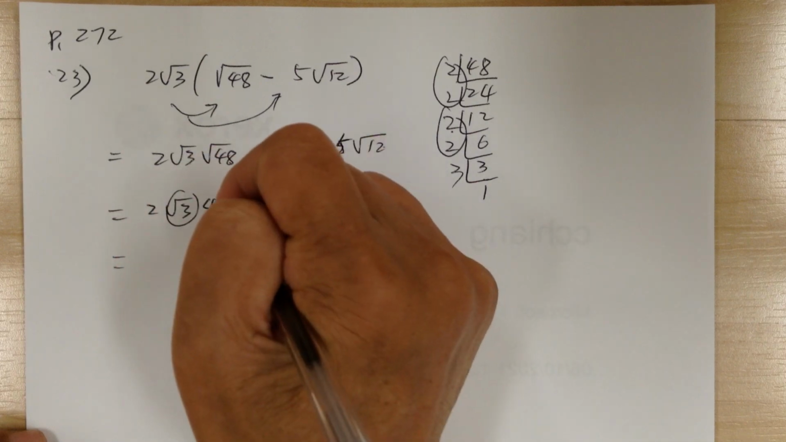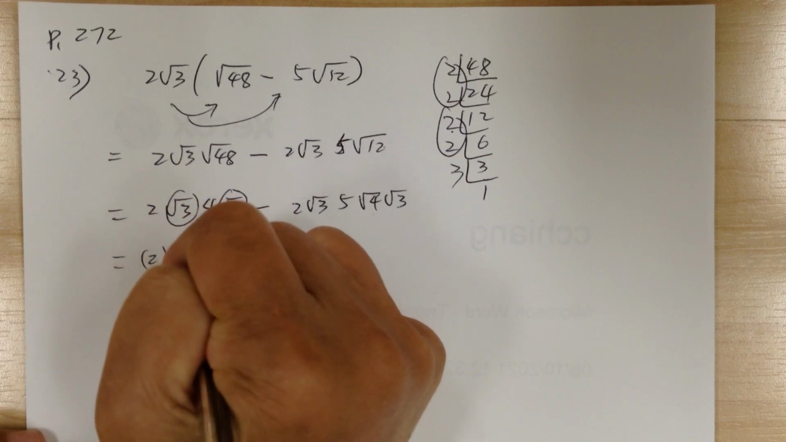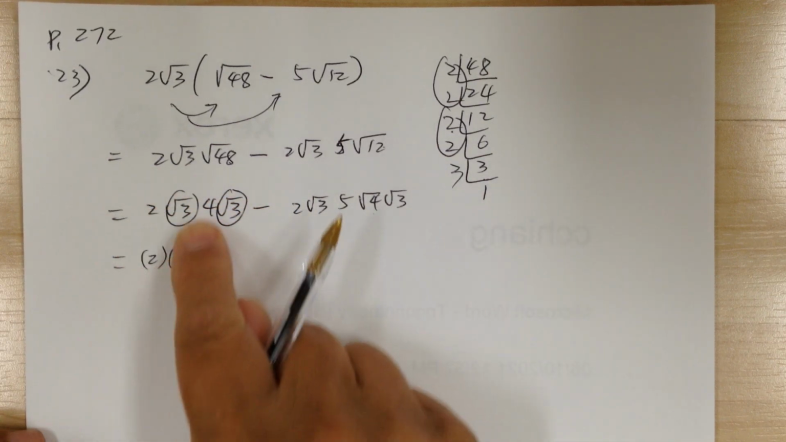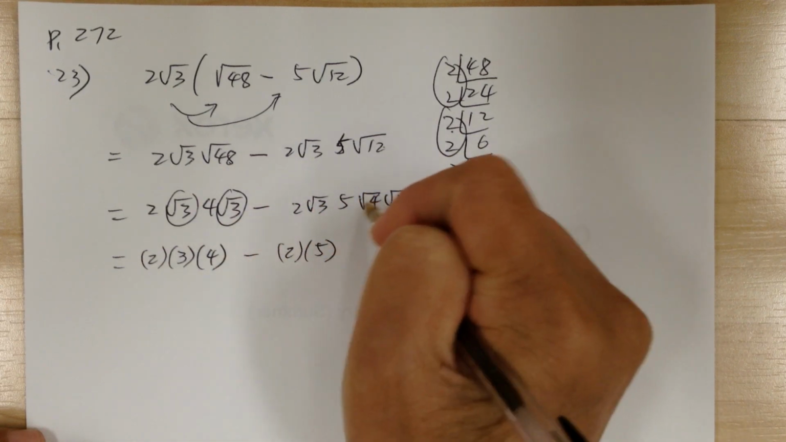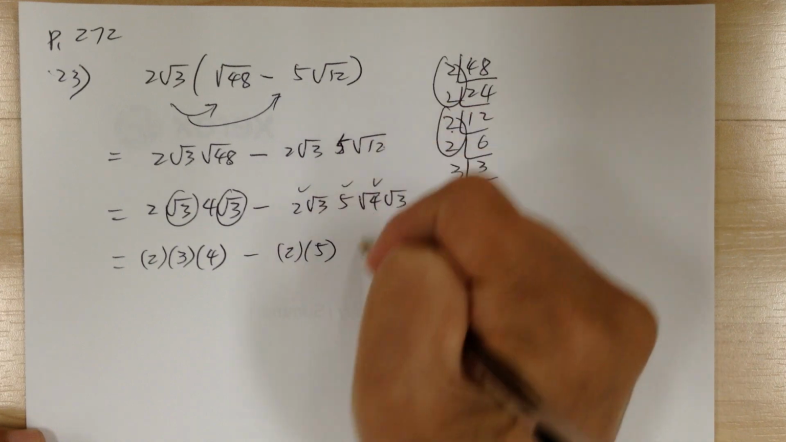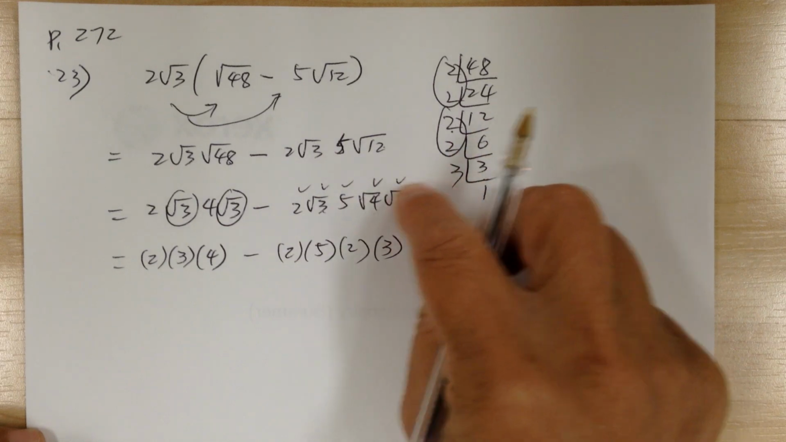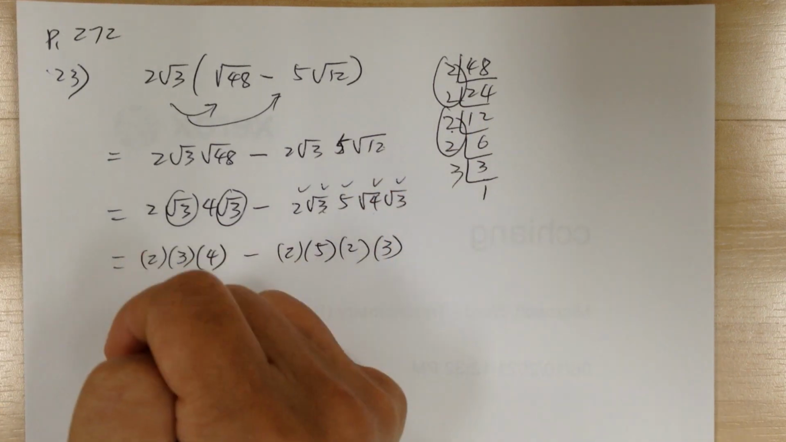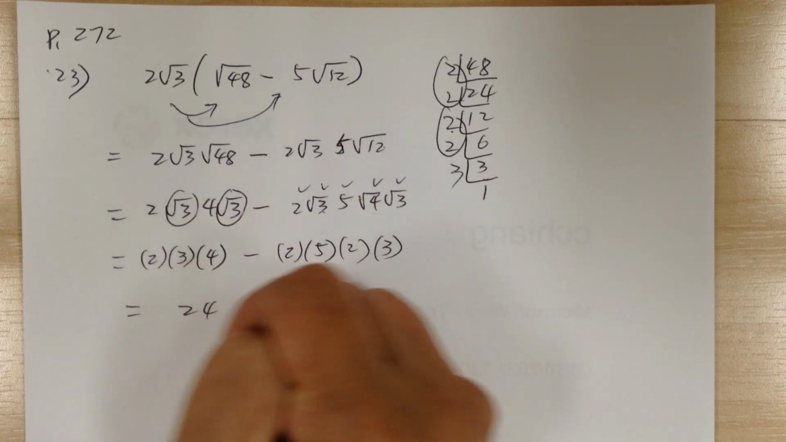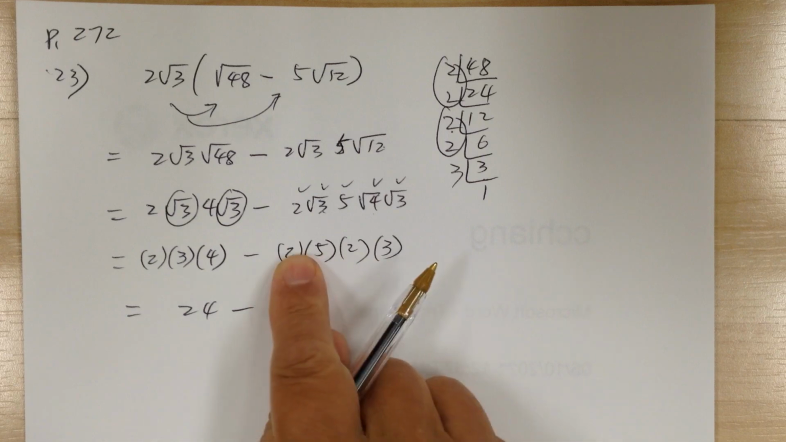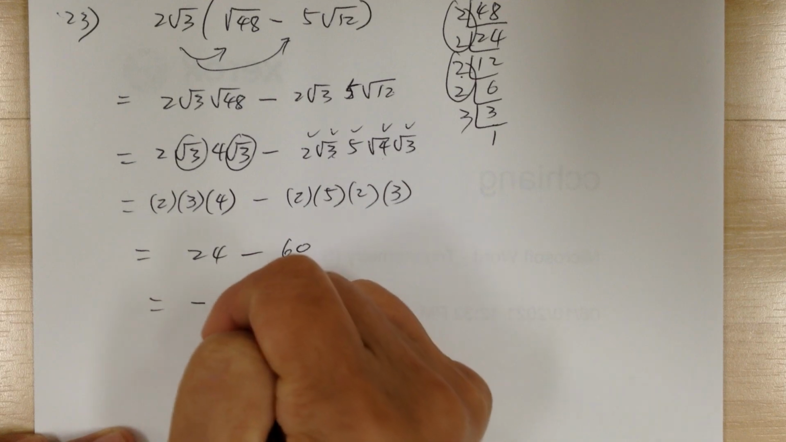Always do the radicands first. So this will give me a 3. So it becomes 2 times 3 times 4. This one over here I get 2, 5. This one and this will give me a 2, and this 2 will give me a 3, right? So kind of do the check mark so it helps you keep track. Okay, so now you can multiply everything together. It'll be 24 minus, this is 10 times 6 will give you 60. And so this will give you negative 36.